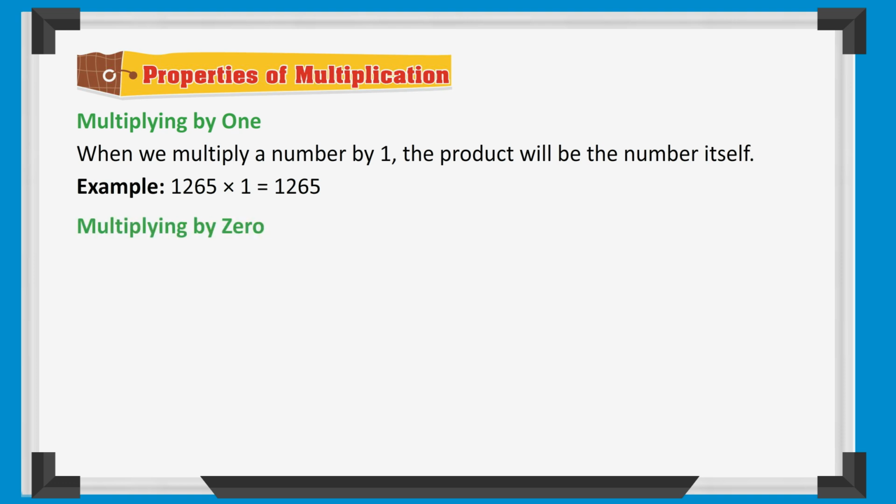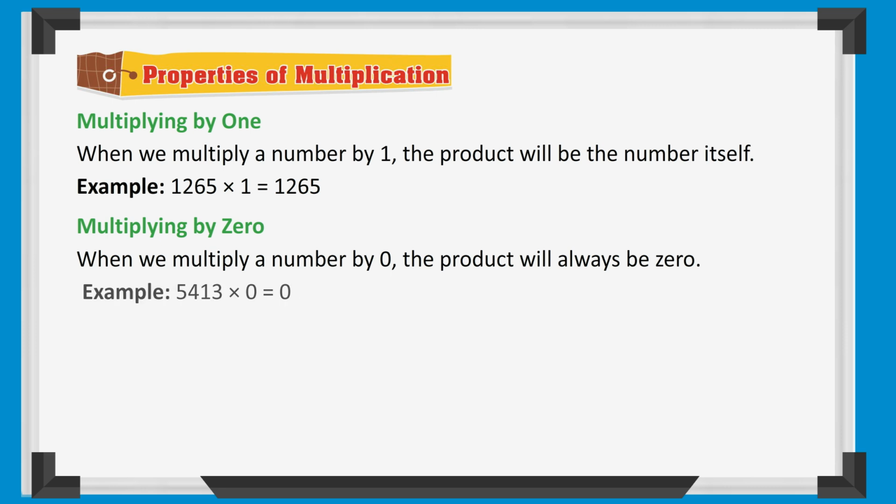1265. Multiplying by 0. When we multiply a number by 0, the product will always be 0. Example: 5413 times 0 equals 0.